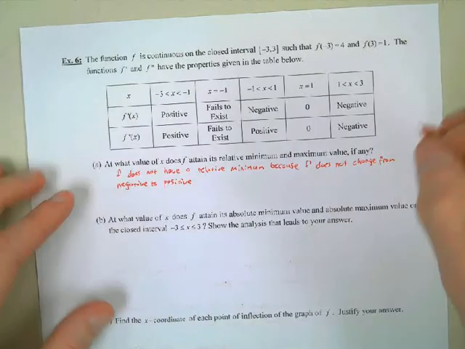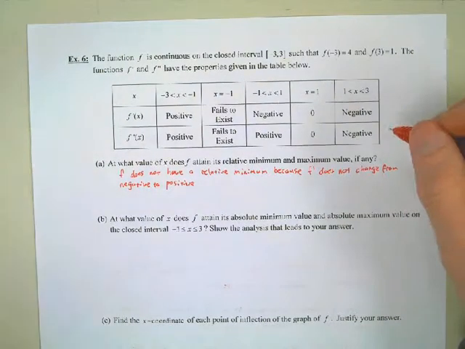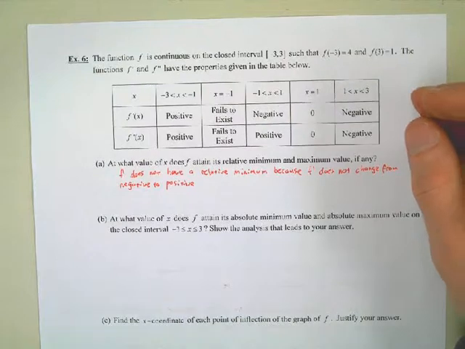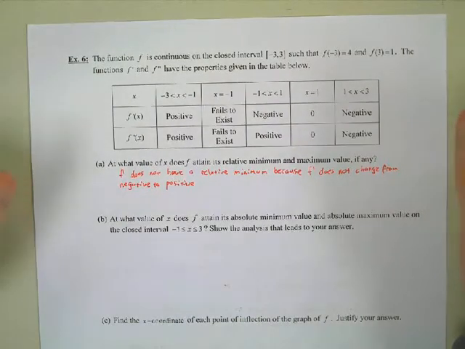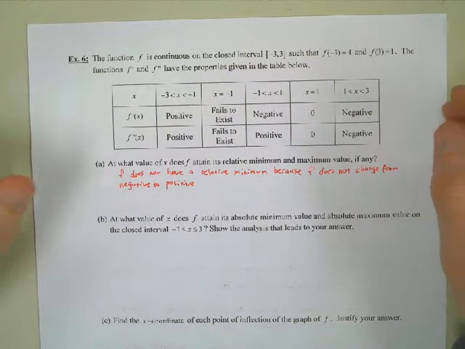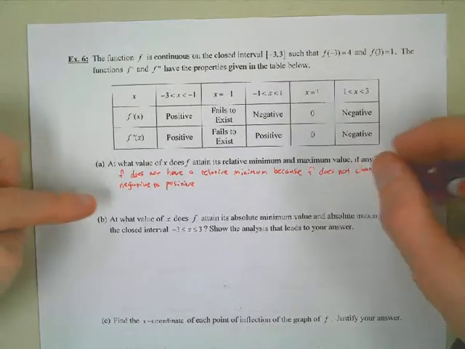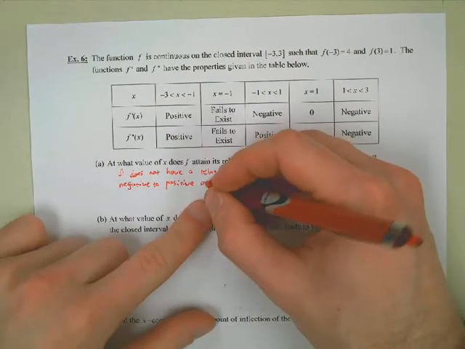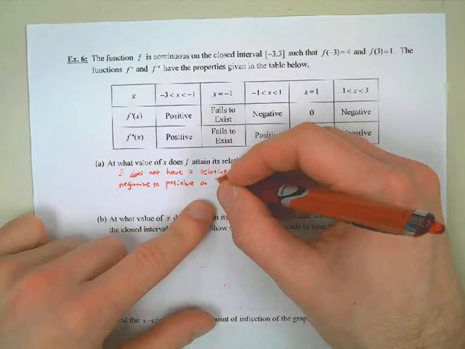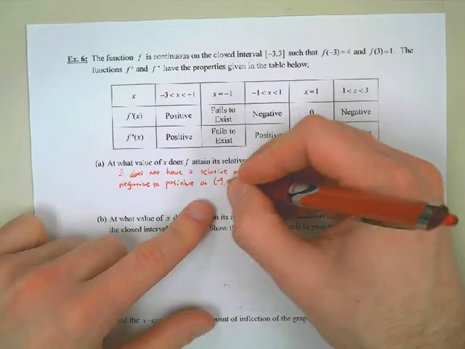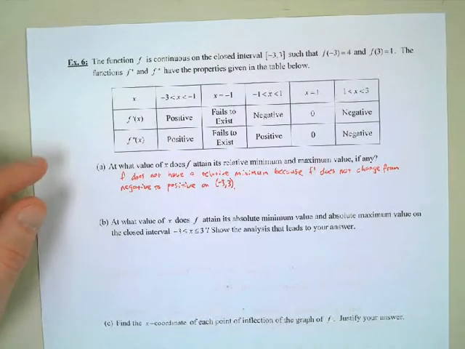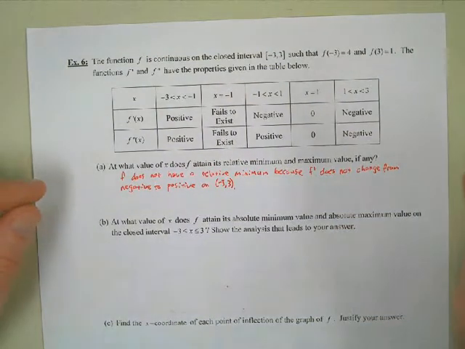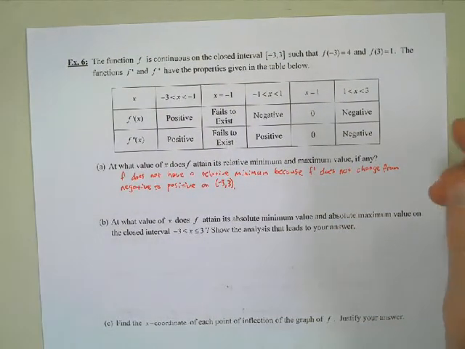Because it says at what x, if any, so I want to state that just to be very explicit about it. Maybe it's not as clear whether we have to state it or not, but I think it's a good idea to state it. So f does not have a relative minimum because f prime does not change from negative to positive on the interval -3 to 3. Okay, so thank you, Joey. Very good. Mac, does f have a relative maximum?